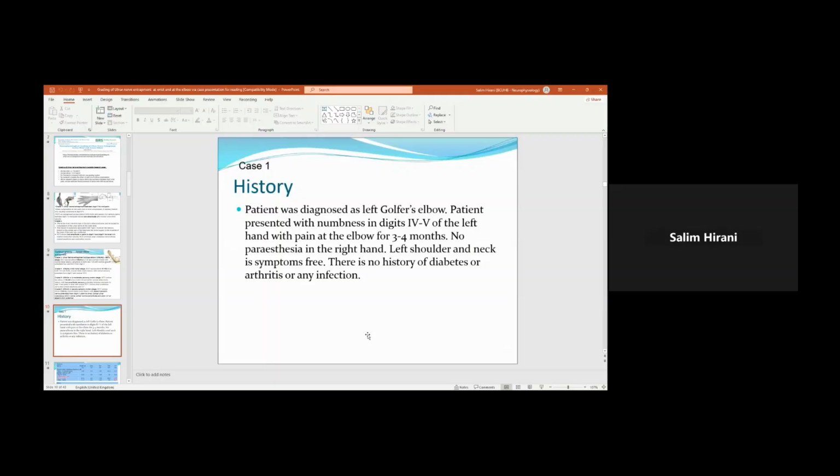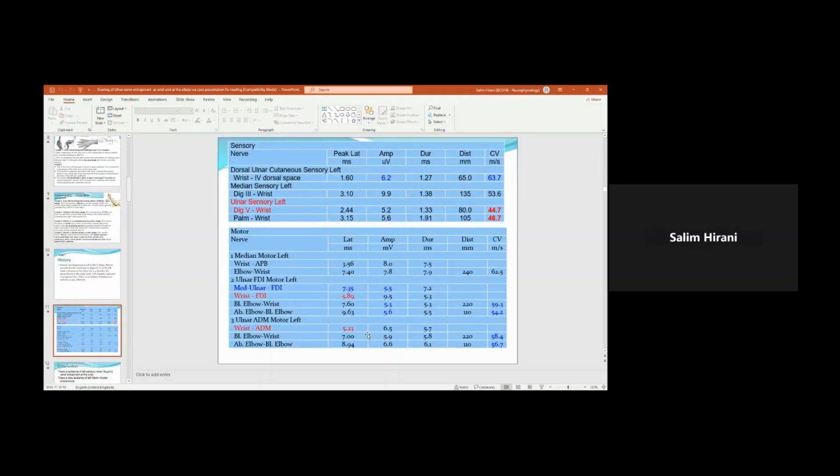This patient was diagnosed as left golfer's elbow. The patient presented with numbness in digits 4 and 5 of the left hand, with pain at the elbow for the last 3 to 4 months. No paresthesia in the right hand. The problem is only in the left hand. Also, the left shoulder and neck are symptom free, so there is no problem. There is no history of diabetes, arthritis or any infection.